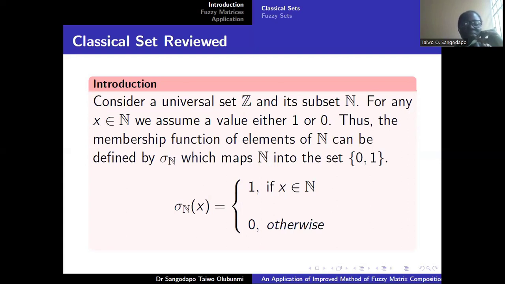So we have classical set. You have to review it. What do you mean by classical set? Generally, we have elements, a set of open interval 0, 1. Take, for instance, if we have a set of integer, and you have its subset to be set of natural number, and for any element to pick from the subset, we assume it is either 1 or 0. Then this will give us a membership function for that element, because we have just two options, 0 or 1. If the element is not in the subset, then we have 0. But if it's inside, then we have 1.